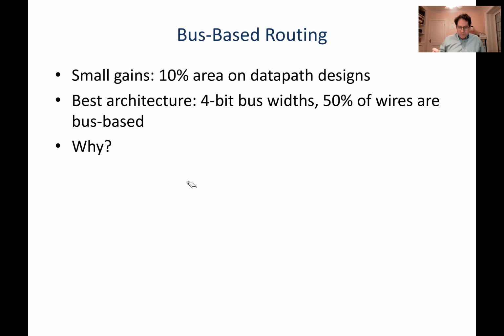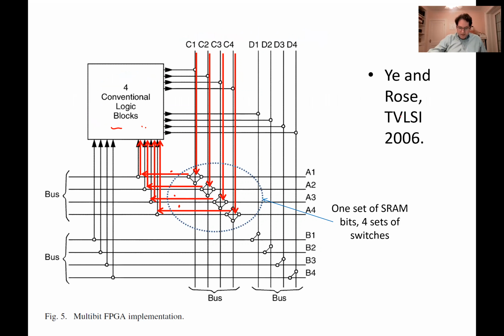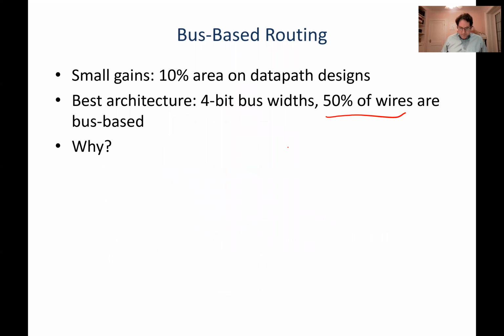And they found that only 50% of the wires should be bus-based. So they took half the wiring in a routing channel, and they did this trick of grouping it into groups of 4 that all share SRAM cells and make decisions as a unit. And the other half of the routing wires in each channel were conventional. Every routing mux had its own SRAM cells, so it could make its own decision. Okay, so that's the best architecture they found. Pretty narrow bus width, and only half of the routing wires were grouped into these buses.